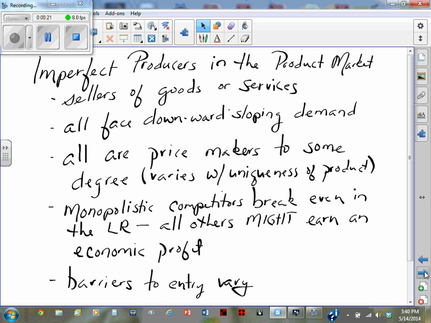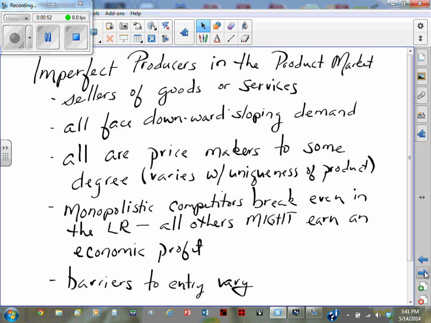We're manufacturing goods and services that will be purchased by households. Our imperfect producers are all facing downward sloping demand, and that means that in order to sell more, they must decrease the price that they're asking. All are price makers to some degree. It varies depending on the uniqueness of the product. The more unique the product is, the fewer substitutes the product has, the more price-making ability the producer has.